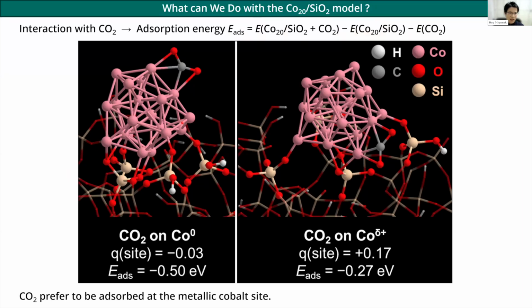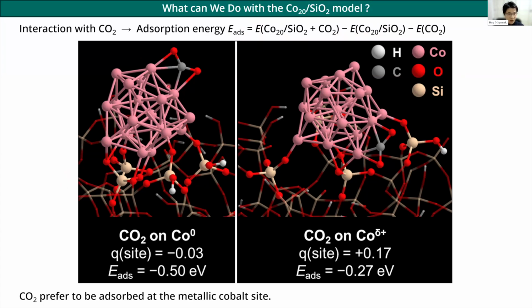Then the question is how to put, or where should we put, the CO2 molecule on this model. And then I picked up the most negatively charged site and most positively charged site of the cobalt cluster, because as I showed before, we know there's some different charge balance inside of the cobalt cluster. Then I'm interested in this difference.